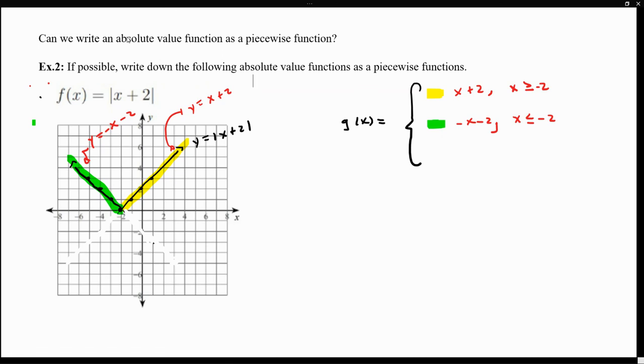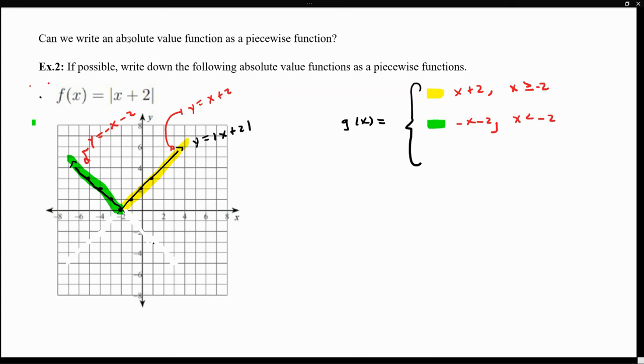So one easy way to fix this is, since we are the ones defining this function, we're allowed to choose which one we want to have a value at -2. So I'm just going to choose one of them. And that's fine, because the one in green has a hole, and the one in yellow fills it in. So therefore, the function itself has a value at -2. And that's one easy way to fix this.